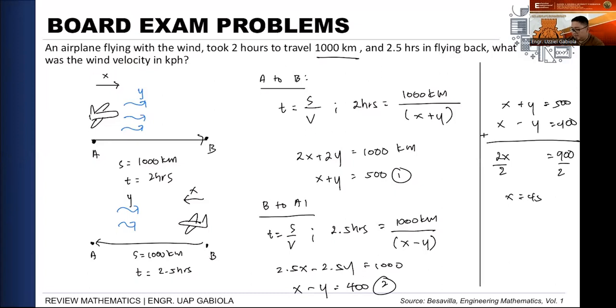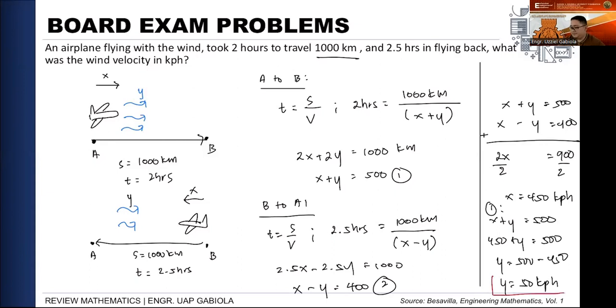Sabihin, 450 kilometers per hour yung velocity ng plane. Pero hindi natin kailangan si plane. Ang kailangan natin ay si wind, no? So x plus y is equals to 500. Ito yung equation 1 natin. So 450 plus y is equals to 500. Y is equals to 500 minus 450 or y is equals to 50 kilometers per hour. So ito yung magiging velocity ni wind. Calculated dun sa example natin. Okay, and that is what is required sa problem natin.